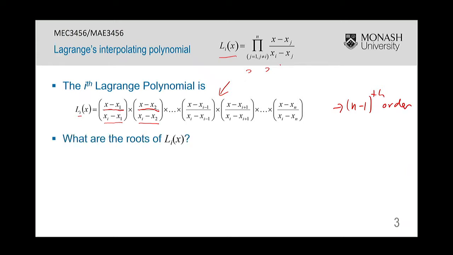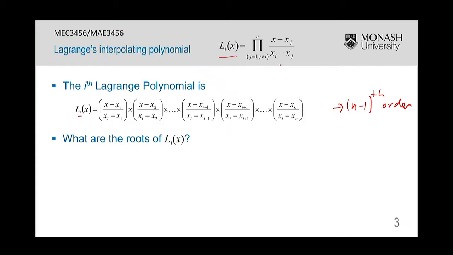Where on earth does this formula come from? It doesn't seem very obvious, okay? So let's have a look at this and try and understand where this comes from. So, in order to help us understand what's going on, let's have a look at what the roots of this ith order Lagrange polynomial are. Okay, so what do we think the roots are?